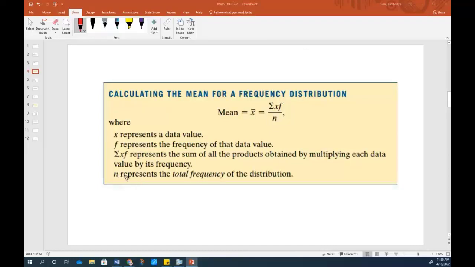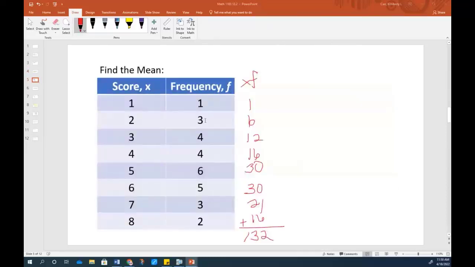N is the total. Notice this is the total frequency of the distribution. Because when we look at this distribution, this right here, like this 4, it means I had 4 of the 3s. I'm not seeing the entire list. So if I want to find the total frequency, that's actually adding this column. And we might can just do this one aloud.